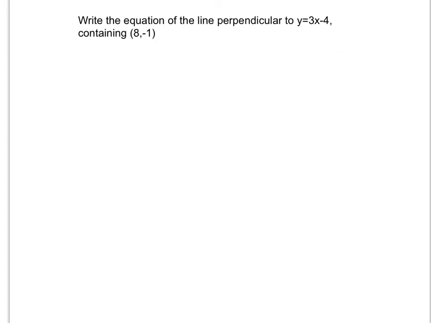So write the equation of the line perpendicular to this particular line containing 8, -1. You'll get different pieces of information and you just have to stop and think, how do I use this to write the equation of the line? Since what we need for the equation of the line is the slope and the y-intercept, you want to look at this initial line and say, okay, what's the slope for that one? Well, the slope of this line is 3.